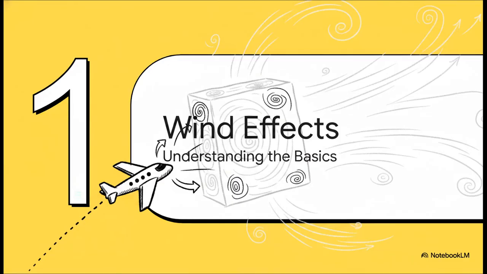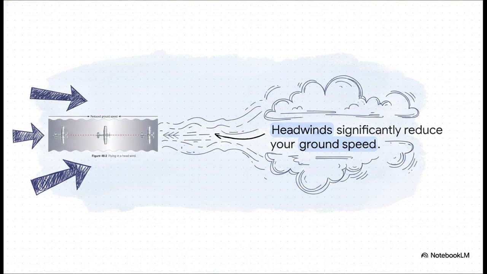Imagine we've just taken off, right? We're climbing up and suddenly, boom, we hit our first block of invisible moving air. To fly safely, we have to understand exactly what that moving mass of air is doing to our airplane. So let's visualize a headwind. Say we're flying straight and level.